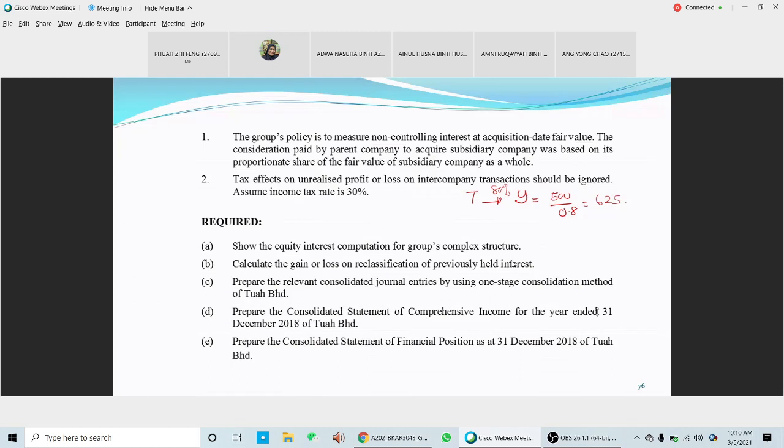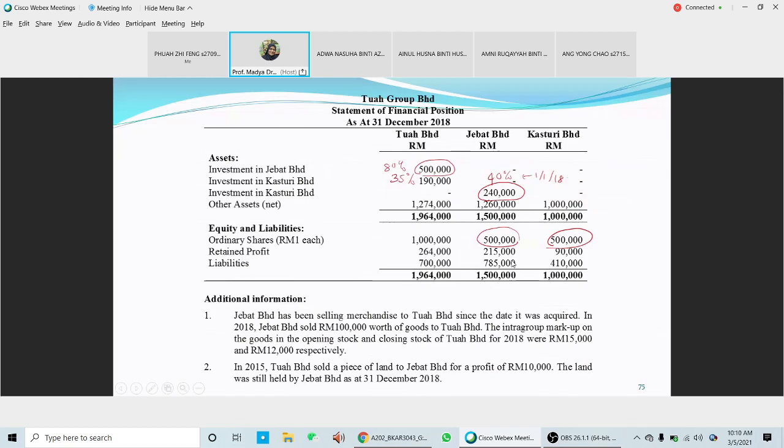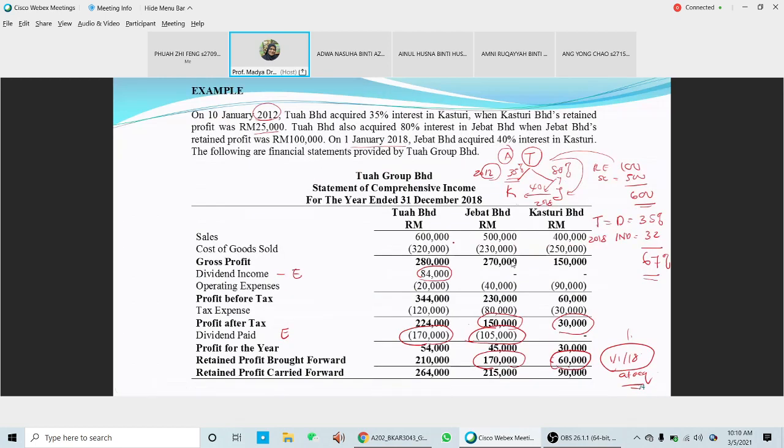Okay, so this is what you have. This is the value of the company as a whole. So the value of the company as a whole. The things that we missed previously is this one. Information that you need to know here is about the dividend income and dividend paid, because when you have dividend income and dividend paid, you need to eliminate.